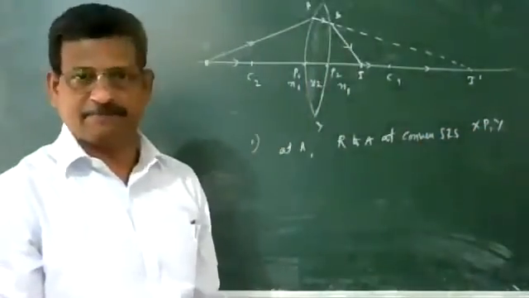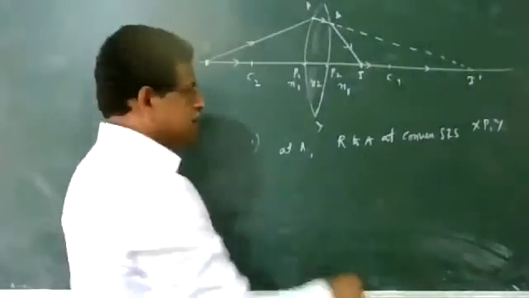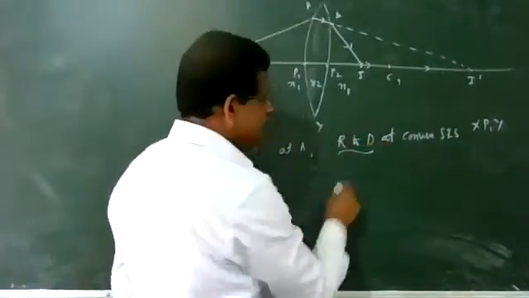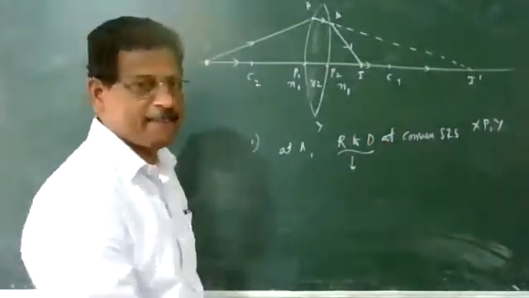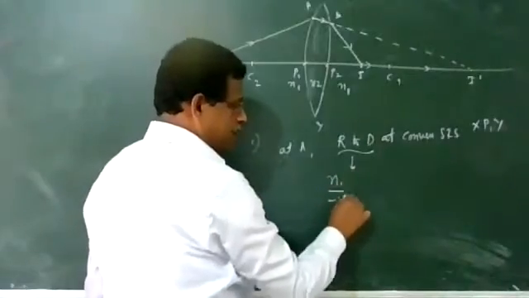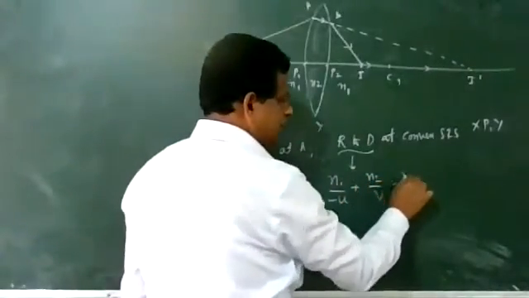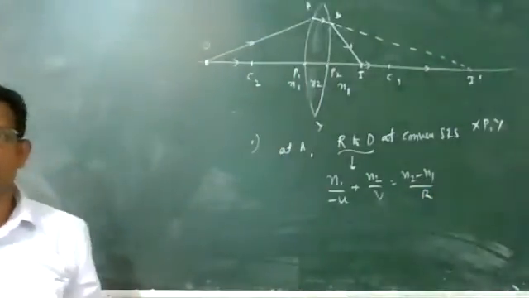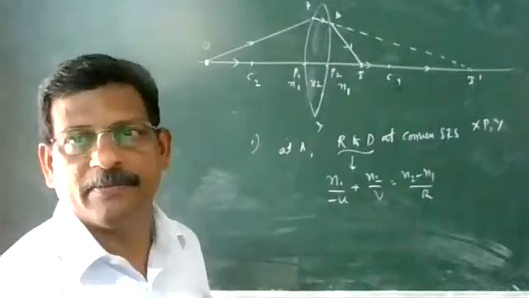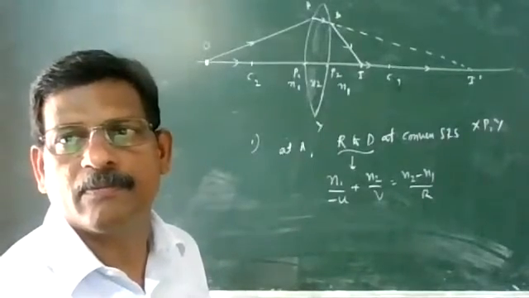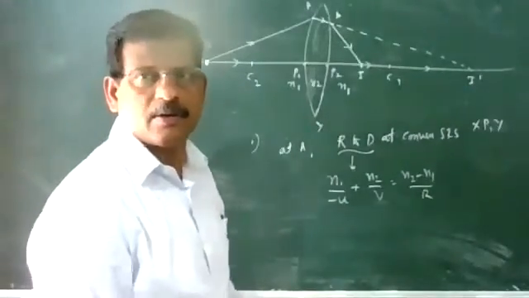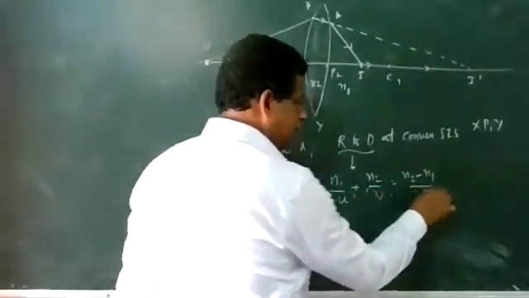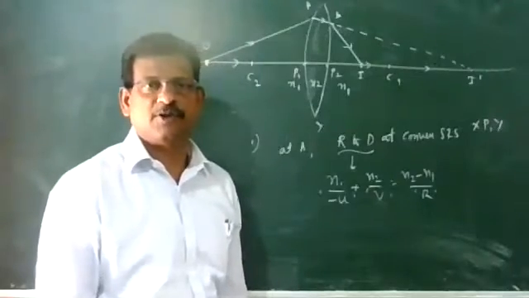Yesterday we have seen this step repeating. Rarer to denser. Equation for rarer to denser is N1 upon minus U plus N2 by V is equal to N2 minus N1 divided by R. So this is the equation for rarer to denser medium. But the values of U and V we are recognizing. This is for the first surface.